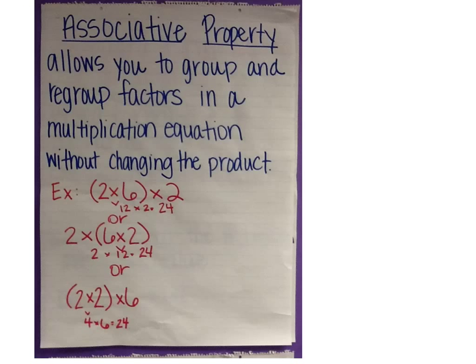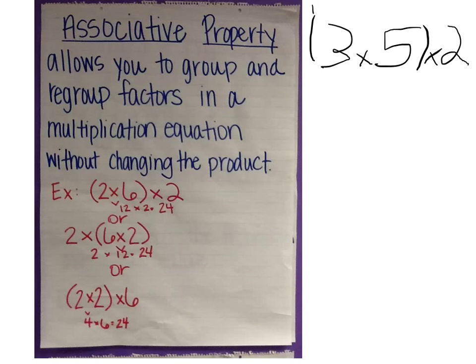This week we've also been learning about the associative property. It allows you to group and regroup factors in a multiplication equation without changing the product. For example, let's try 3 times 5 times 2. The reason you can't do 3 times 5 plus 2 is because you could get an answer, but you wouldn't get the answer you wanted.